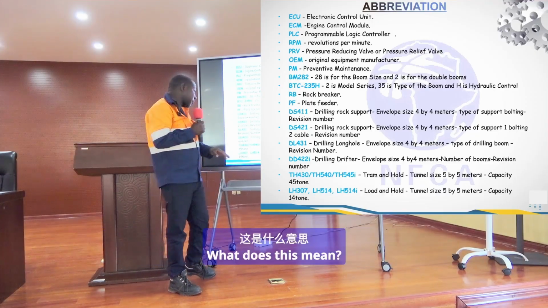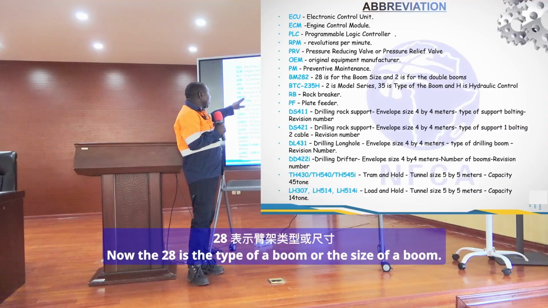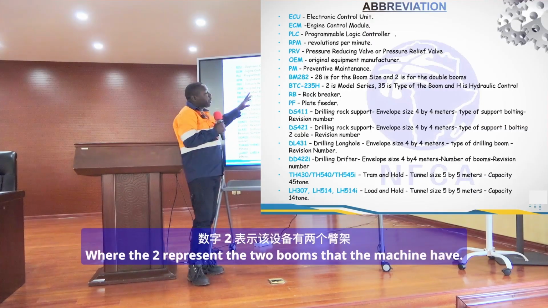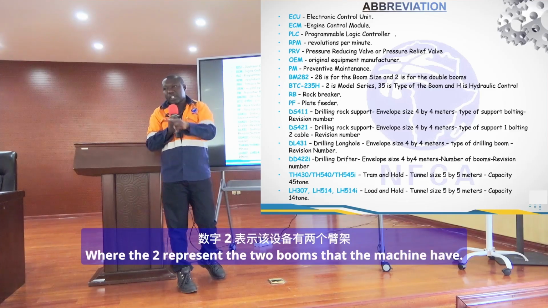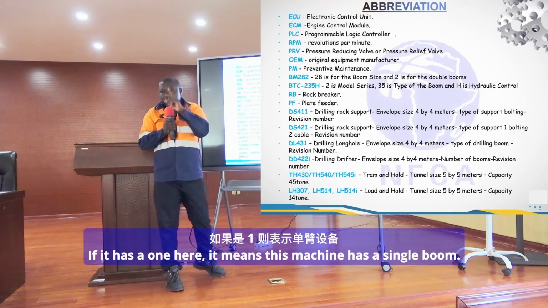What does this mean? This BM just represents the machine, Boomer. Now the 2 is the type of boom or the size of the boom. Well, the 2 represents the 2 booms that the machine has. If it has a 1 here, it means this machine has a single boom.